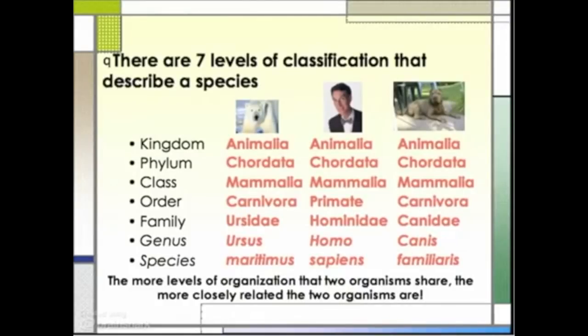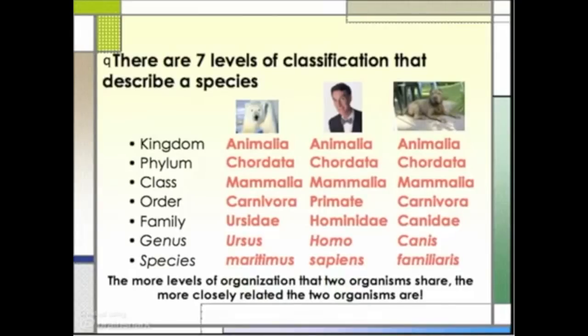Basically what I've done here is I've taken 3 organisms. I've taken the polar bear, which we talked about yesterday. I've taken a human, which is Bill Nye. Oh, Bill Nye, the science guy. Sorry. And a doggy. Now, the more levels of organization they share, meaning the more levels that are the same, the more closely related they are.